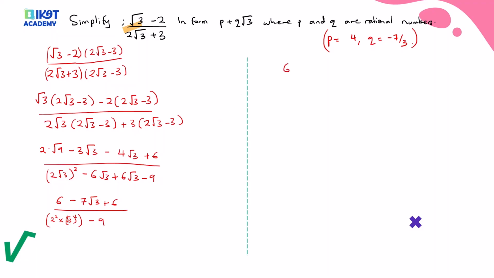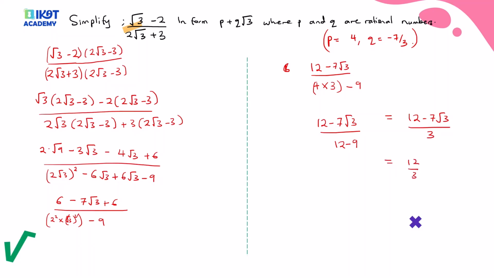So here we end up having 6, so we have 6 plus 6, this is 12 minus 7 root of 3 out of, so this is 4 times, this cancels with this, is 4 times 3 minus 9. So what do we have? 12 minus 7 root of 3 out of 12 minus 9. So what do we have? 12 minus 7 root of 3 out of 3. So what do we end up having? This 12 out of 3 minus 7 out of 3 root of 3. So we have this is 4 minus 7 root of 3, 7 out of 3 root of 3.